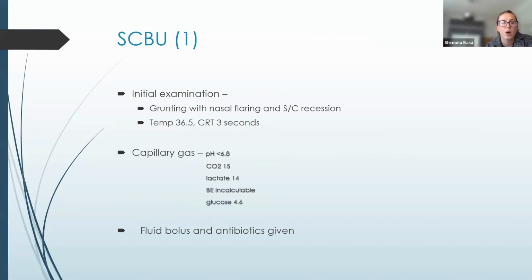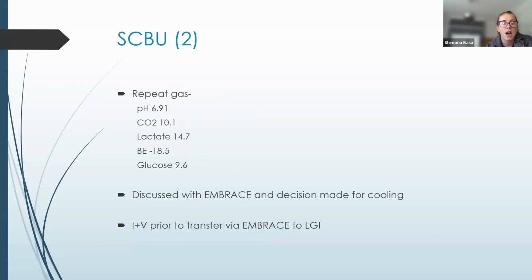In SCBU, on initial formal examination, he was grunting with some nasal flaring and had subcostal recession. His temperature was just about acceptable, but he had a delayed central capillary refill of 3 seconds, and the initial capillary gas you can see there. Because of that clinical picture, baby was given a 10 ml per kilo fluid bolus and was started on first-line antibiotics once IV access was obtained.